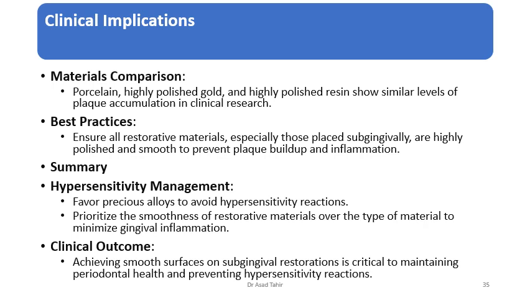Summary. Hypersensitivity management. Favor precious alloys to avoid hypersensitivity reactions. Prioritize the smoothness of restorative materials over the type of material to minimize gingival inflammation. Outcome: achieving smooth surfaces on subgingival restorations is critical to maintaining periodontal health and preventing hypersensitivity reactions.